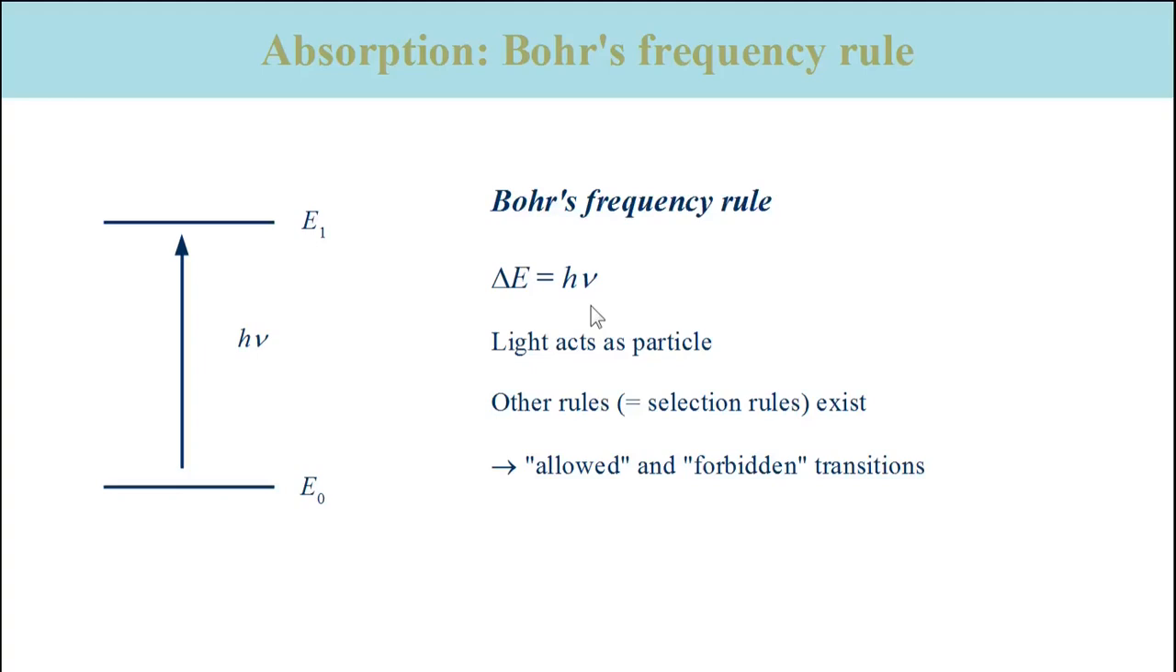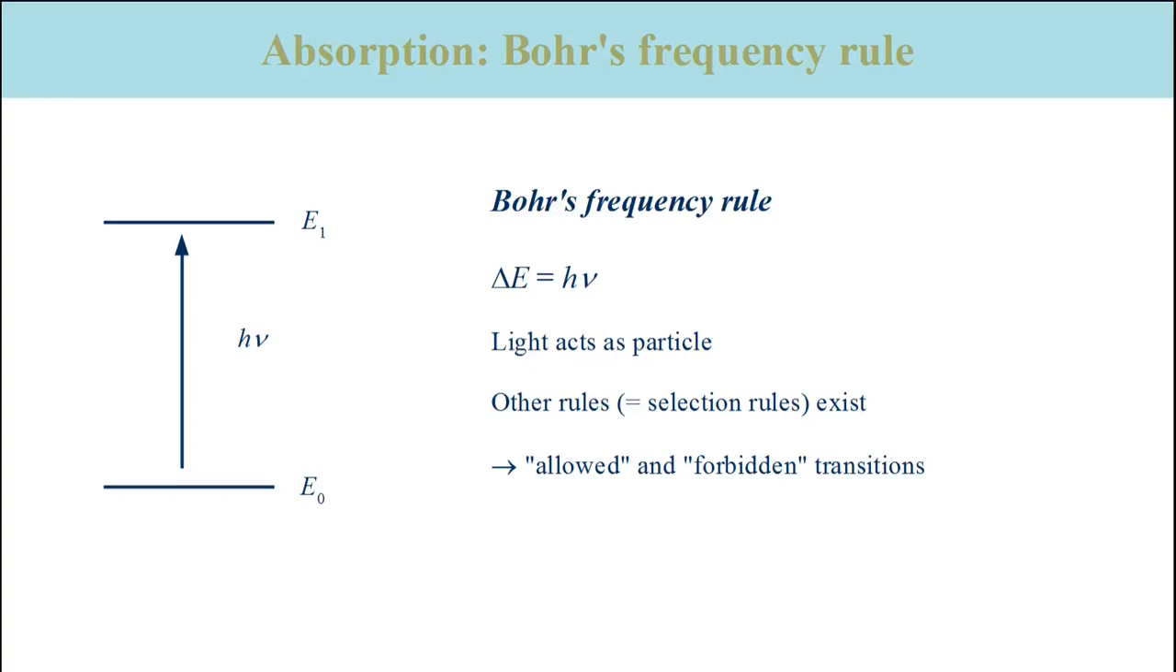The Bohr frequency rule, delta E equals h nu, is a consequence of the corpuscular theory of light. Light with low frequency, or long wavelength, can only excite low energy transitions, no matter how high the intensity is. Remember that intensity is related to the number of photons.